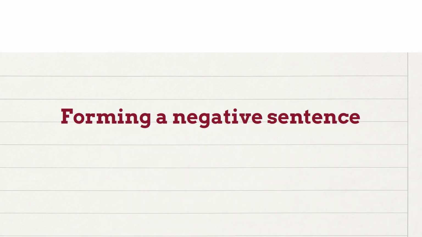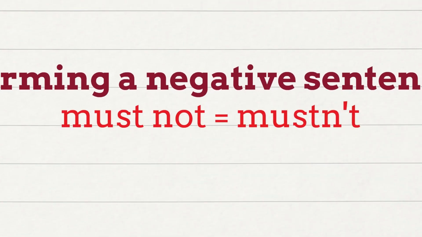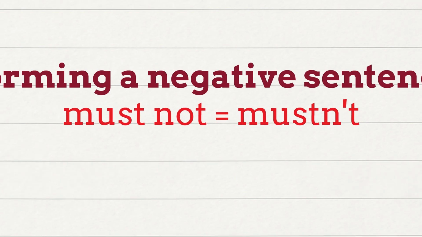Let's now learn how to form a negative sentence. Whenever you hear a negative sentence, you should know that you will use not. Add not to the modal verb. It will be must not. You can also say mustn't, the short form of must not.